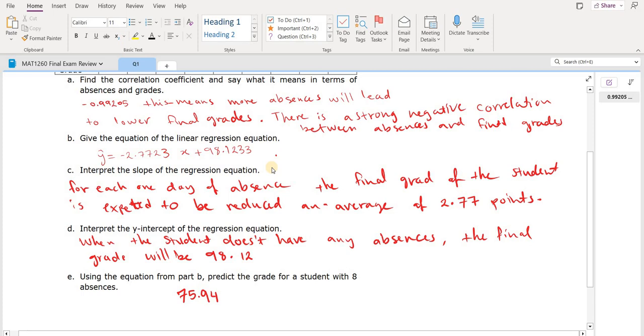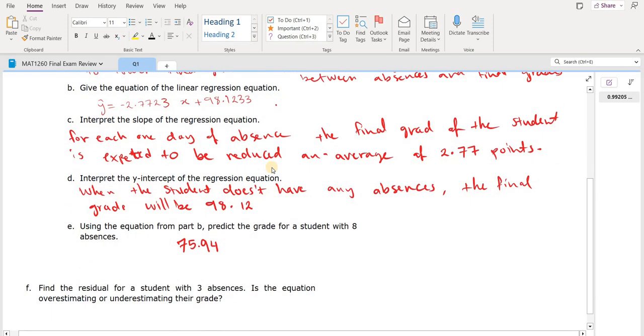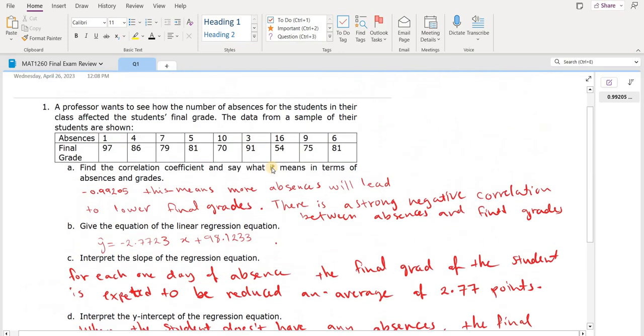and the y-intercept. We're going to use the equation to predict the grade of the students with 8 absences, and finally we're going to find the residual for students with 3 absences. And then we're going to say whether the equation is overestimating or underestimating their grade.